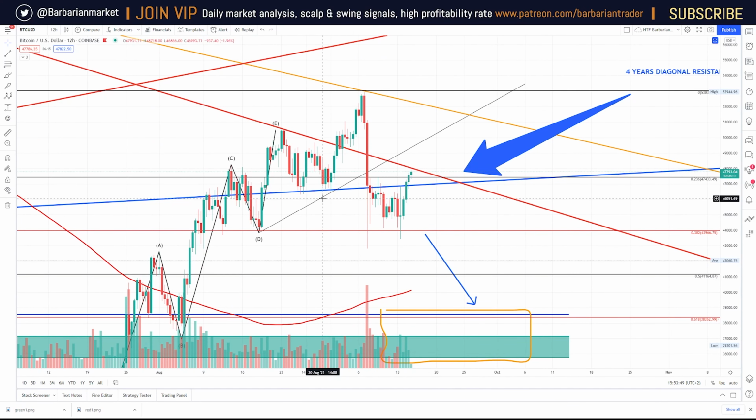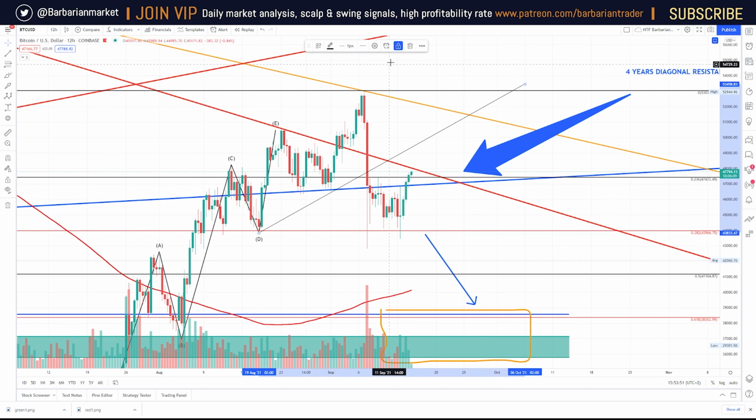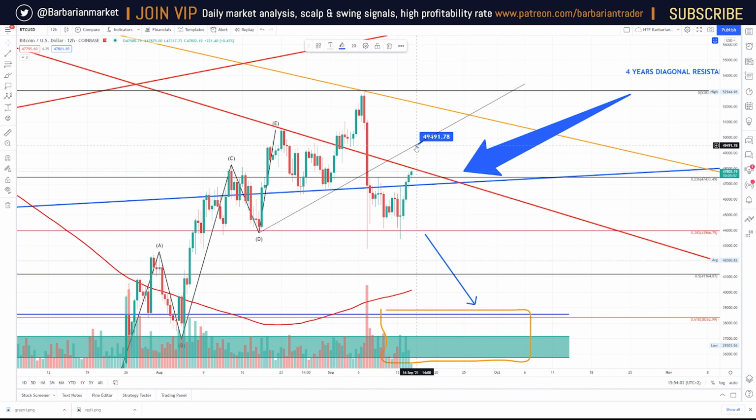So we might see some possible, you see this thin diagonal resistance. We might come here to test this as resistance. It's still very possible. Probably there are a lot of asks in this area, 48, 49, 50, 50,500. But then we are still in a bounce. That's all. In a bounce until we don't make higher highs.